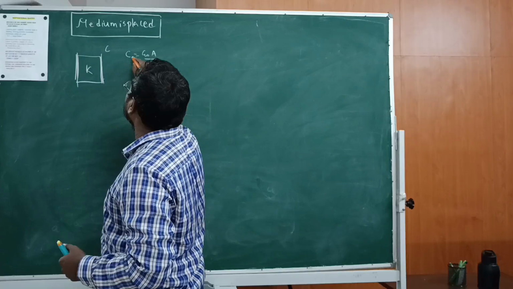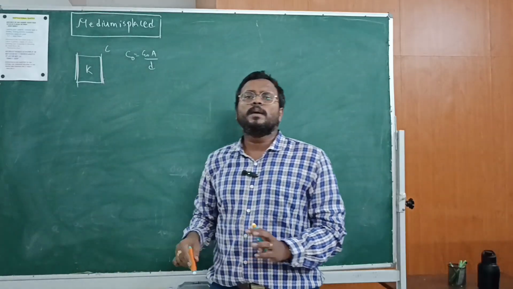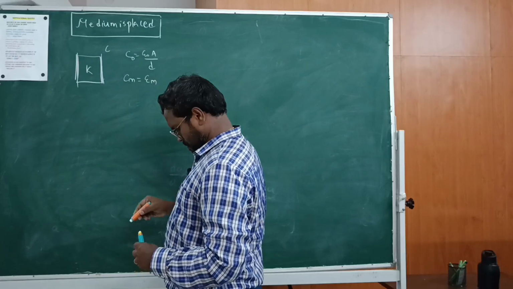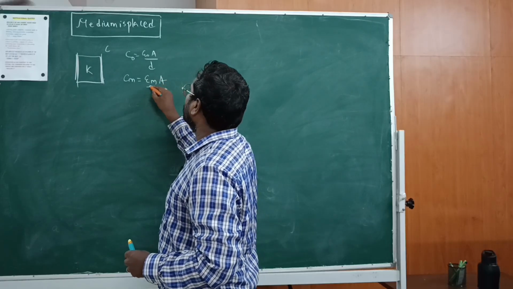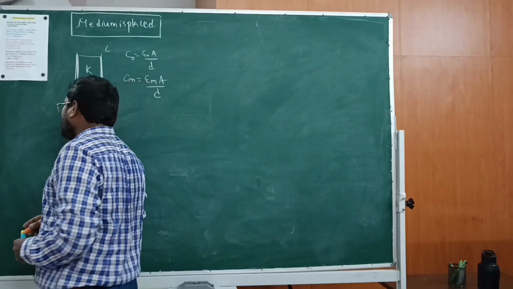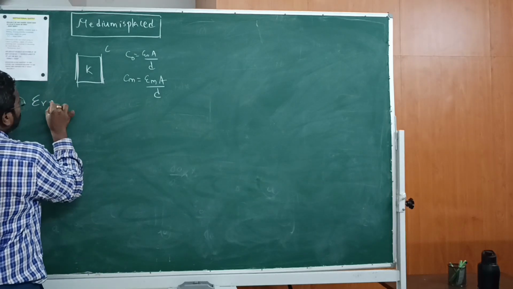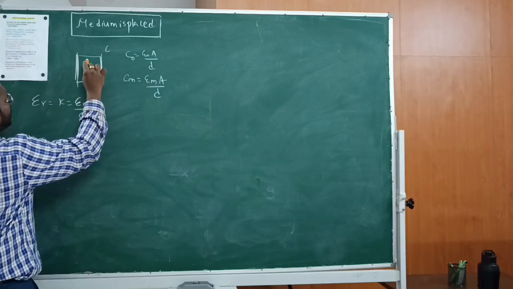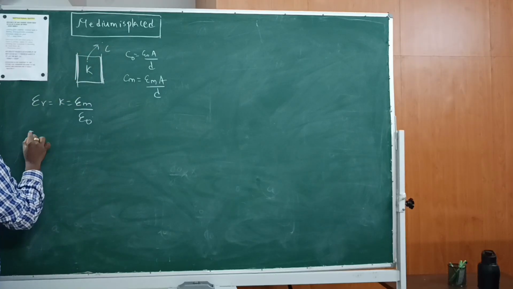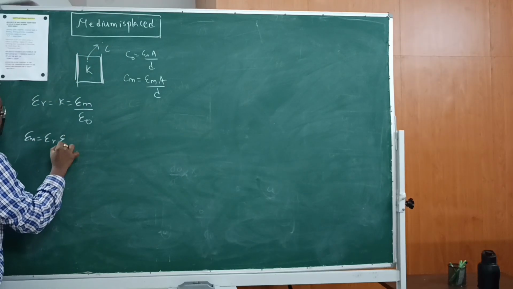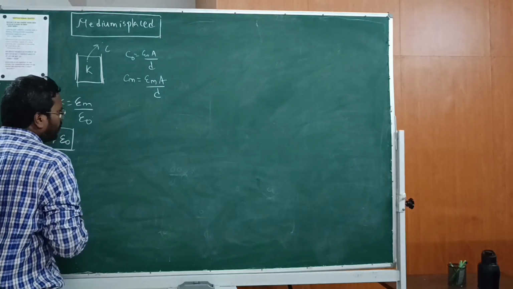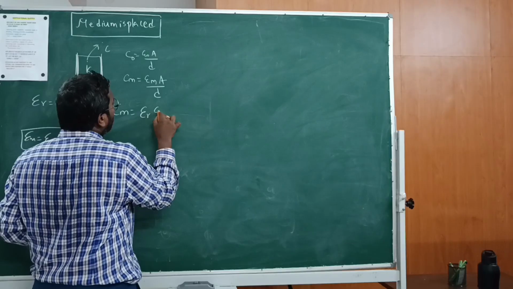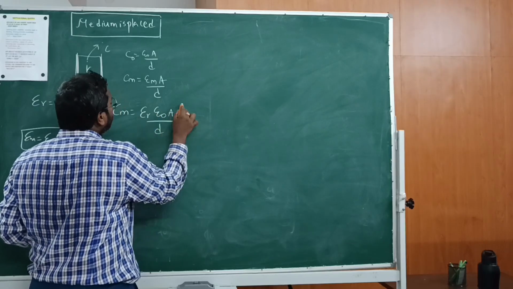Epsilon A by D. This is whenever free space is there. But when a medium is kept, what is going to be Cm here? Epsilon M into A by D. And what is relative permittivity? Dielectric constant or relative permittivity is permittivity of a medium by permittivity of free space, where K is the dielectric medium placed. So permittivity of medium is epsilon R into epsilon naught. So here capacitance in the medium, Cm, we can write as epsilon R into epsilon naught A by D.